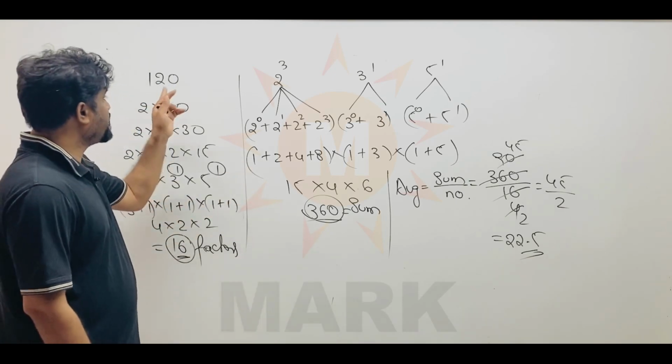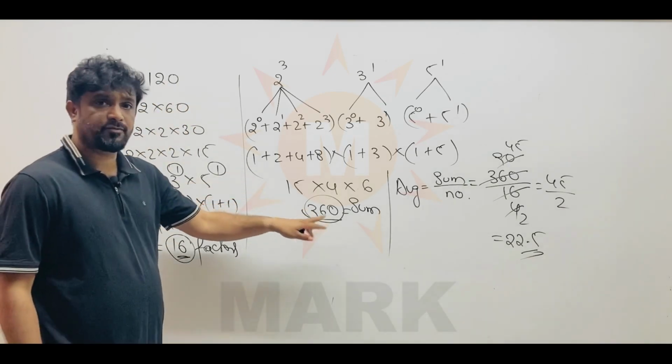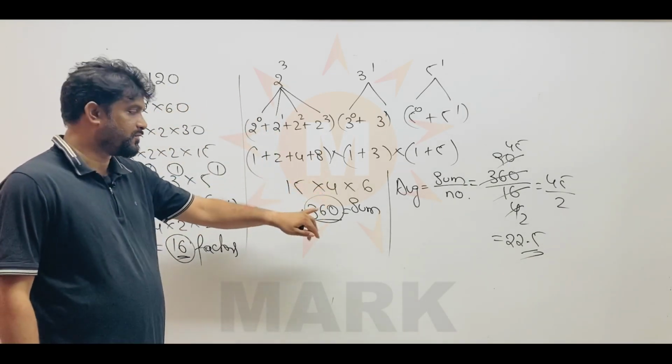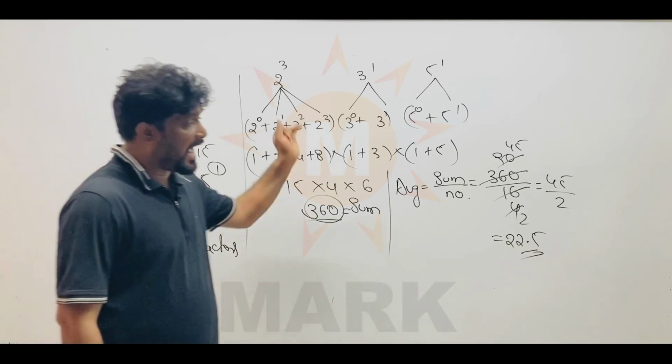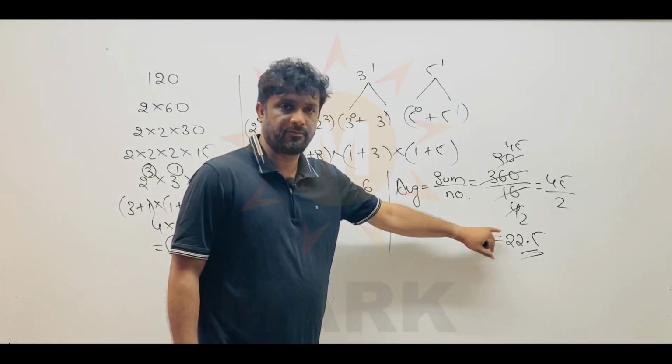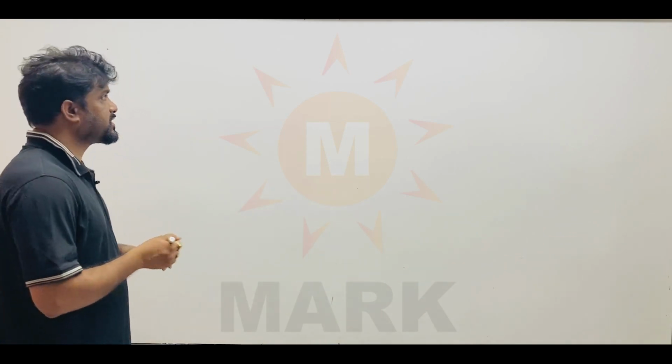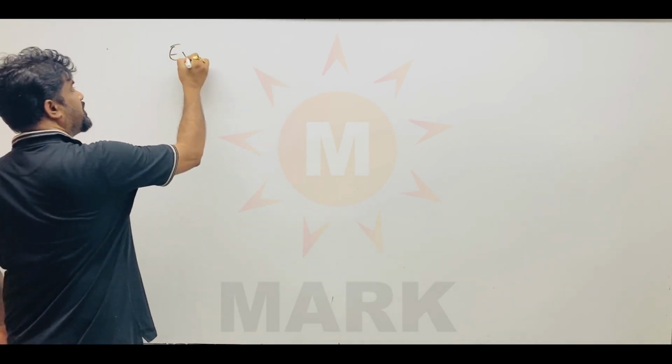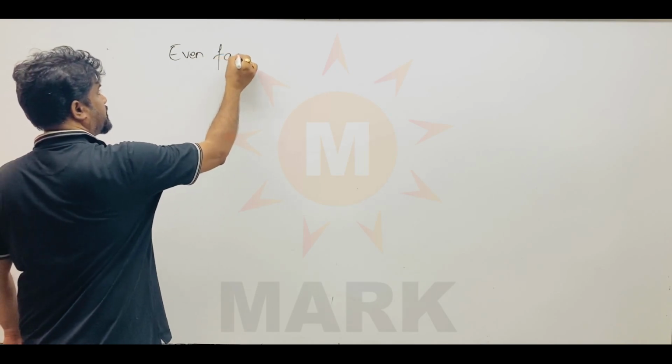So what is the sum of the factors of 120? The sum of the total number of factors including 1 and itself is 360, and the average of those factors is 22.5. Now friends, we will be using the same concept for even factors.